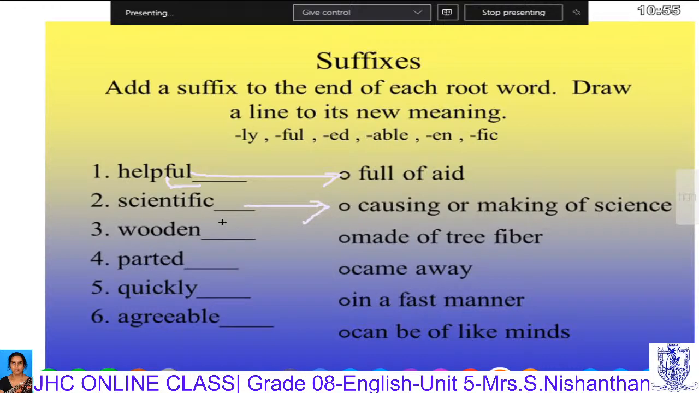Scientific, causing or making of science. Wooden, made of tree fiber. Parted, right. Parted means like departed. Came away, parted. Quickly, in a fast manner. Agreeable, can be of like minds, right? Right.